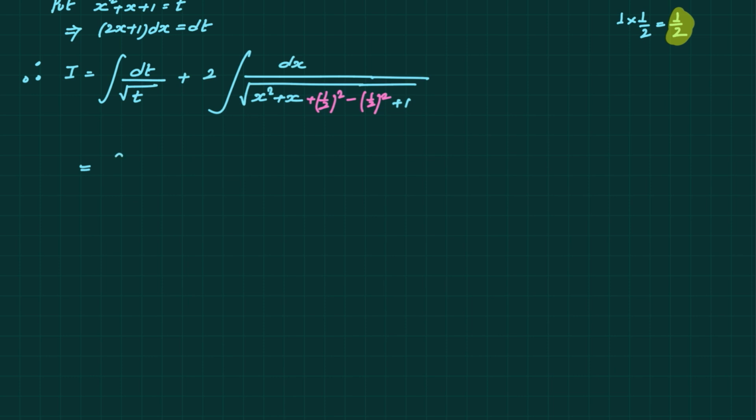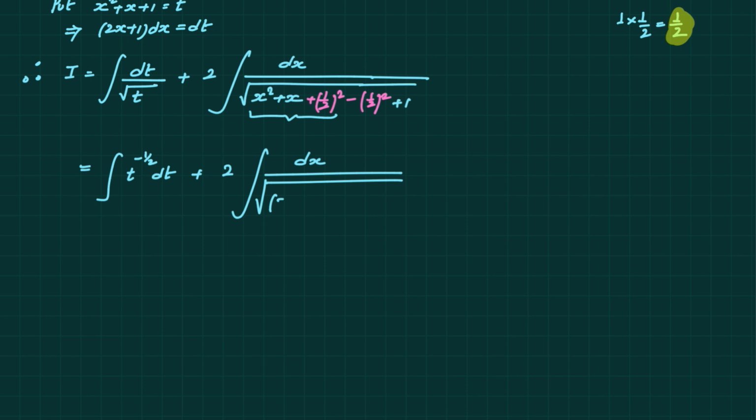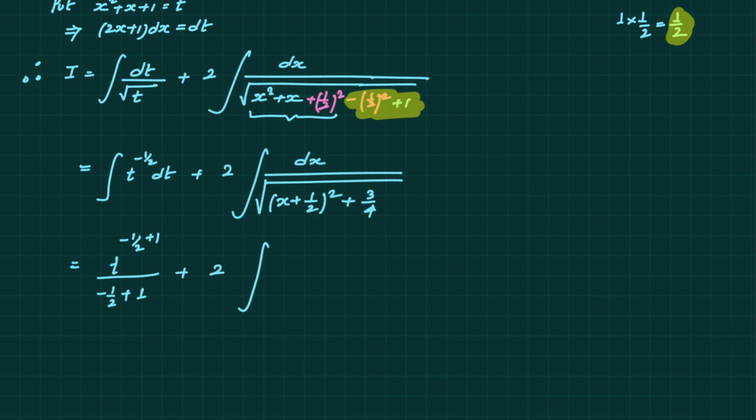So this equals the integration of 1 over the square root of t, which is t to the power minus half dt, plus 2 into the integration of dx over this, everything is (x plus half) whole square, and on simplifying these two terms, plus 3 by 4, equals the integration of t to the power n, which is t to the power n plus 1 over n plus 1, plus 2 into the integration of dx over the square root of (x plus half) whole square plus (square root of 3 by 2) whole square, because square root of 3 whole square is 3 and 2 square is 4.